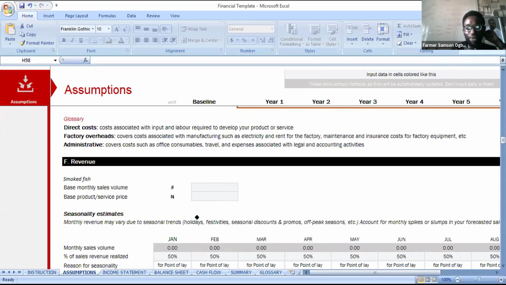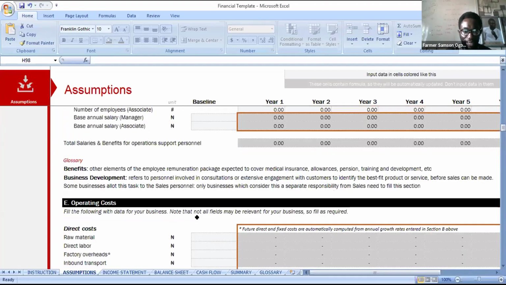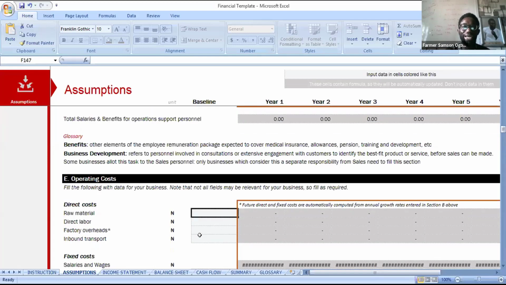Next is your revenue. So basically, okay, sorry, I think I skipped. Next is your operating cost. We want to know how much money you are spending on raw materials directly. So for example, the cassava woman, your direct raw material is cassava.